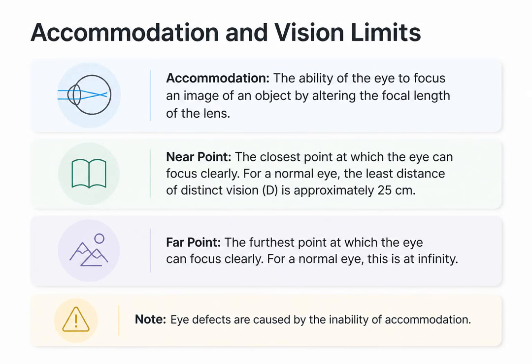This ability of the eye to alter the focal length of its lens to focus on objects at various distances is called accommodation. There are limits to this ability. The near point is the closest distance at which the eye can focus clearly, which is about 25 centimeters for a normal eye. The far point is the furthest distance for clear vision, which for a normal eye is at infinity. When the eye loses its ability to accommodate properly, either unable to make the lens thick enough or thin enough, it results in common eye defects like nearsightedness or farsightedness.